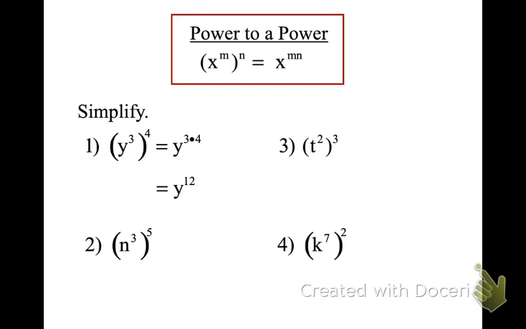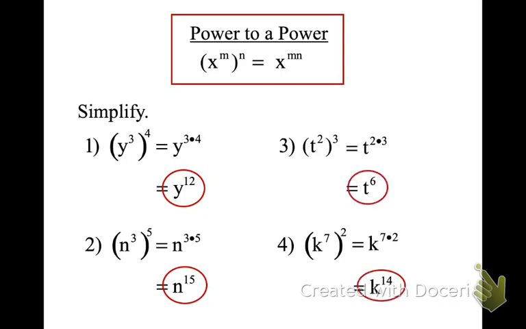Pause the recording. Okay, let's go with Dakota, number 2. Okay, so then you do n, 3 times 5, which equals n to the 15th. Perfect. Next one. Let's go with Annabella. T to the 2 times 3 is t to the 6th power. Good. Next one, let's go with Alana. K to the 7th power, to the second power, is k to the 14th. Good. Pretty easy. Okay, moving on.